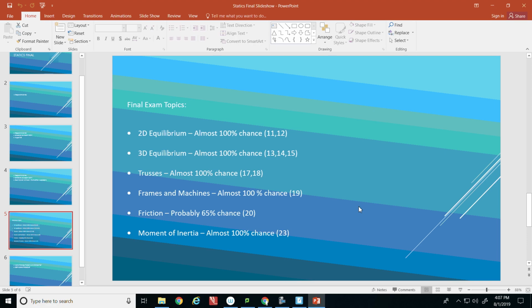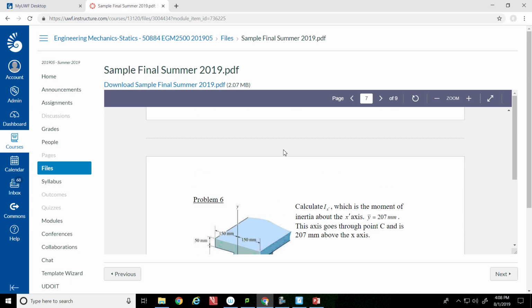Now, what else is there? Probably, in my mind, the second easiest problem on the test would be a truss problem. You could disagree with that, but every exam has a truss problem. So that's like this.